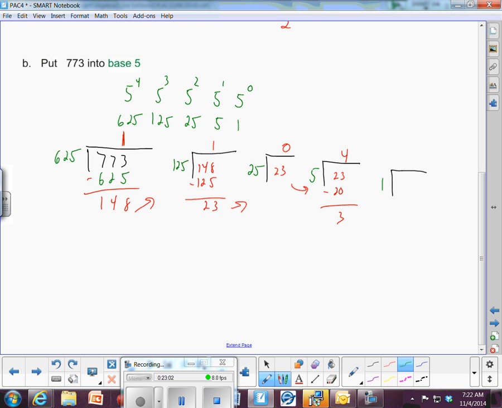A 1 is our divisor, and we're dividing that into a 3, and 1 goes into 3 three times. And of course, we should get a 0 remainder at that point. And hey, what's your solution? Here it is. 1, 1, 0, 4, 3, base 5, a quinary system.